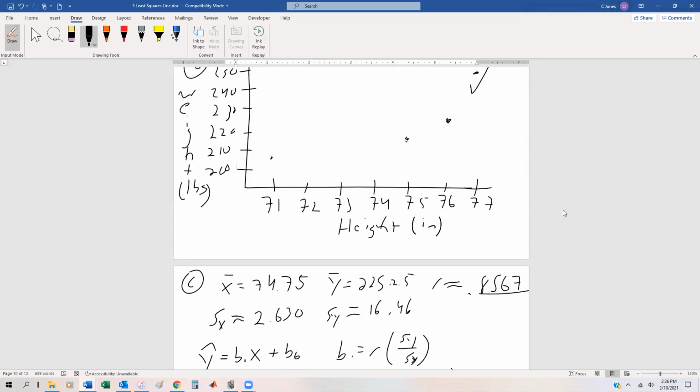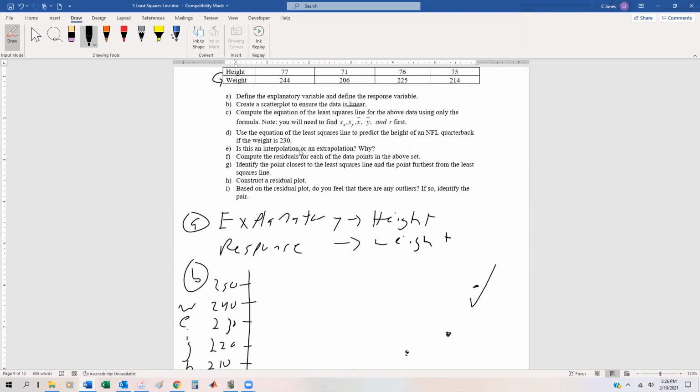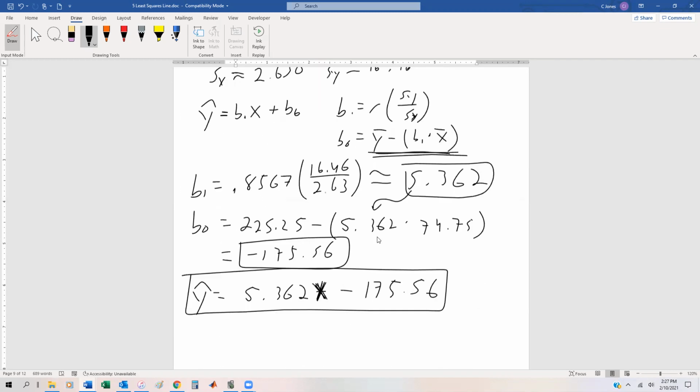All right, so last two parts that we're going to do just in this small video, and then we're going to do the residuals in the next video, is we're going to use the equation to predict the height given that the weight is 230. Now weight is the response variable, all right, which is really the y variable. So we're going to plug 230 in for y.